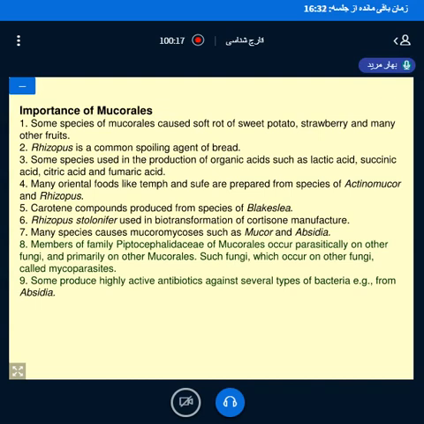Mycoparasites are the fungi that occur on other fungi. Some produce highly active antibiotics against several types of bacteria, for example, from Absidia.